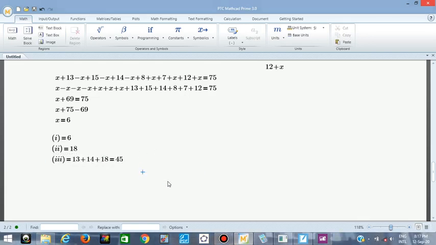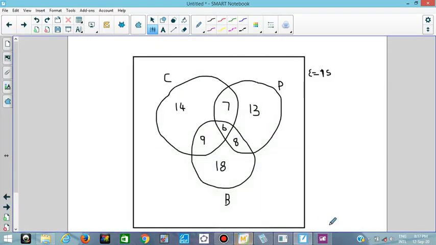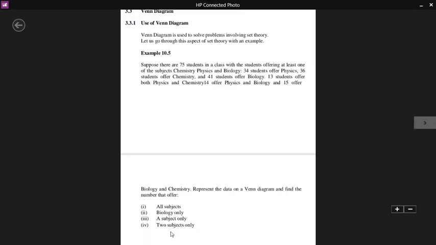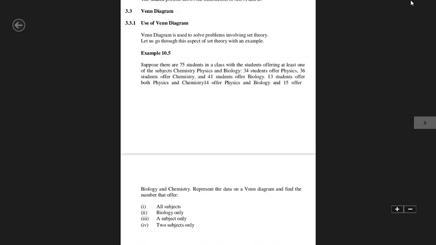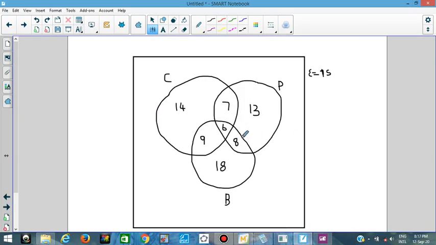So just get the analysis of what I'm doing. See that there's nothing so special about the work. Then the last one is 2 subjects only. So those that did 2 subjects only. If you go to your Venn diagram, you will see them.